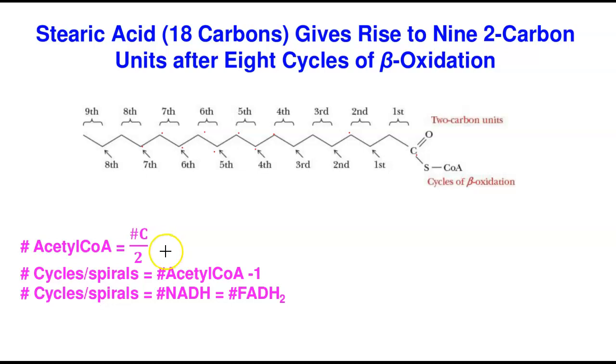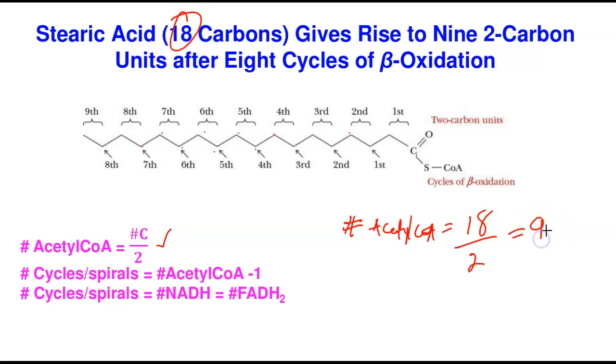There's a formula to determine the number of acetyl-CoA. What you do is divide the number of carbons by 2. So this is C18, it has 18 carbons. If I want to know the number of acetyl-CoA, it is going to be 18 carbons divided by 2, which gives you 9 acetyl-CoA. That's what you get. From complete oxidation of stearic acid, you get 9 acetyl-CoA.